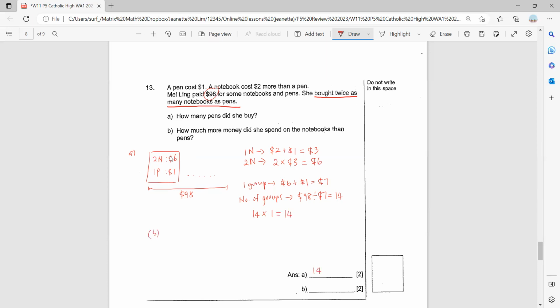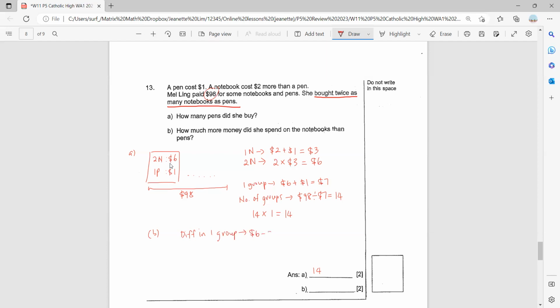Okay, then what about B? How much more money did she spend on the notebooks than pens? Now, since I already did my grouping, I know there's 14 groups. So let's make use of the grouping to answer part B. How much did she spend more on the notebooks than pens in one group? $5. So that is what I call the difference in one group. 6 minus 1.